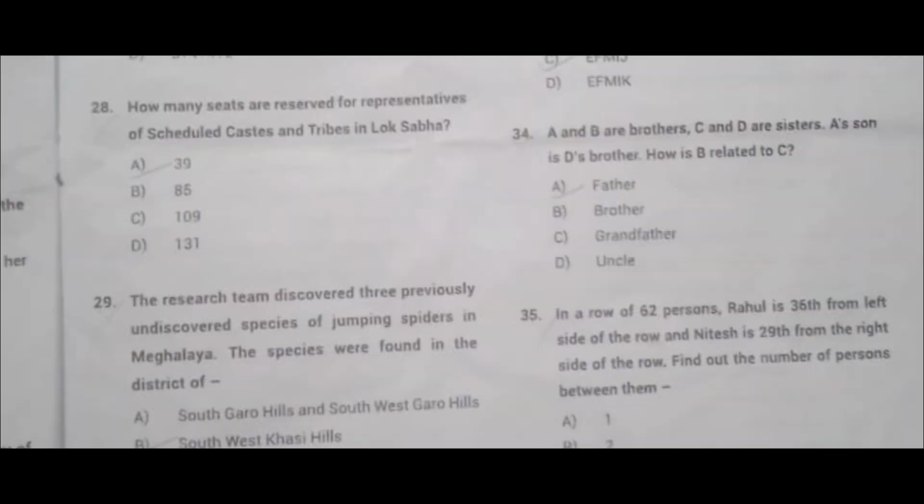Question number 34. A and B are brothers, C and D are sisters. A's son is D's brother. How is B related to C? Now the question number 34, it is option number D, uncle, right?